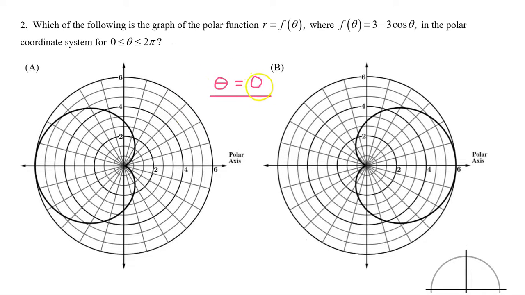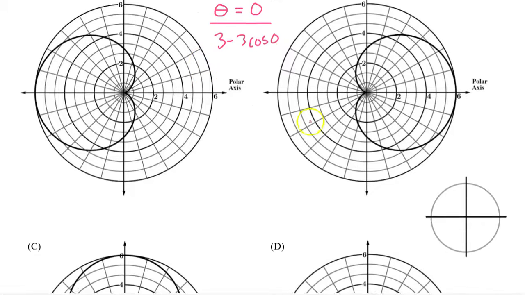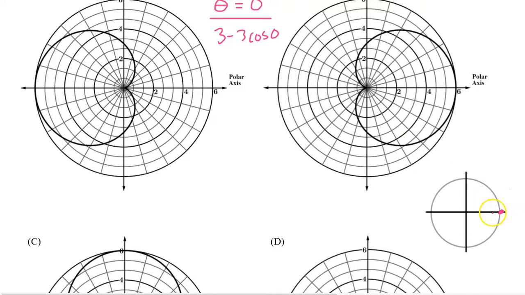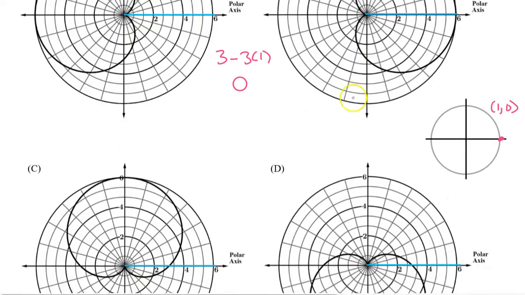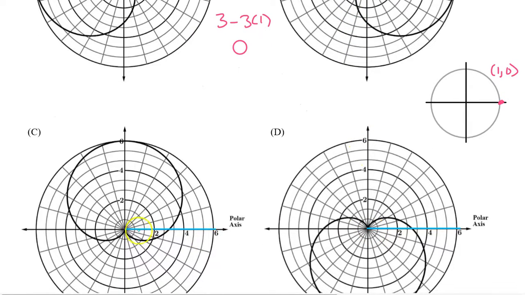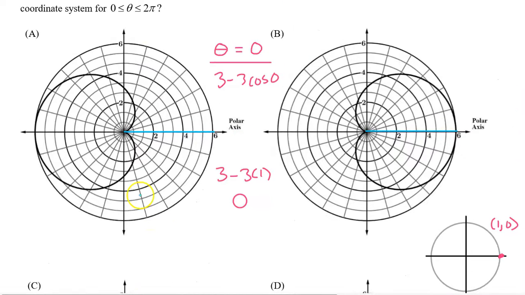Let's let theta equal 0. So then we have 3 minus 3 cosine 0. 0 is right here on the unit circle, at the point 1, 0. Cosine is the x value, so the cosine of 0 is 1. So we have 3 minus 3 times 1, or simply 3 minus 3, which is 0. All four graphs have an r value at 0, so that doesn't really help us narrow it down.